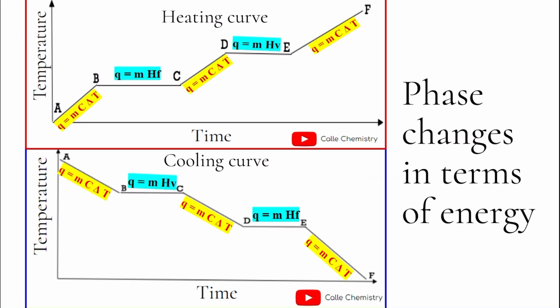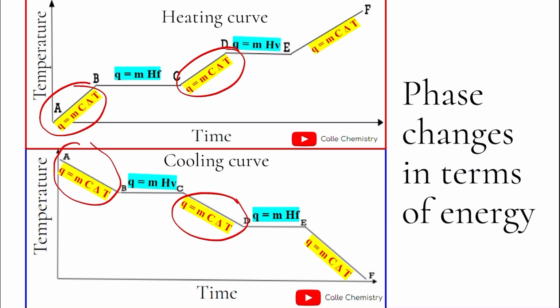All right, let's move on to what we just reviewed. So with the heating and the cooling curve side by side, you can see that on the slopes, you use Q equals MCΔT. When there's a phase change, you use either heat of vaporization or heat of fusion. What it depends on is, for heat of fusion, you use it when something is melting or freezing. Heat of vaporization, use it when something is condensing or vaporizing.